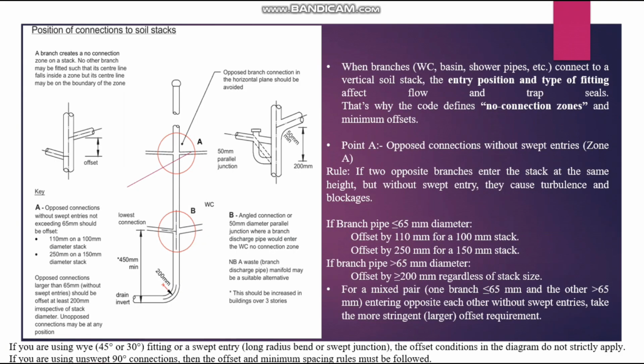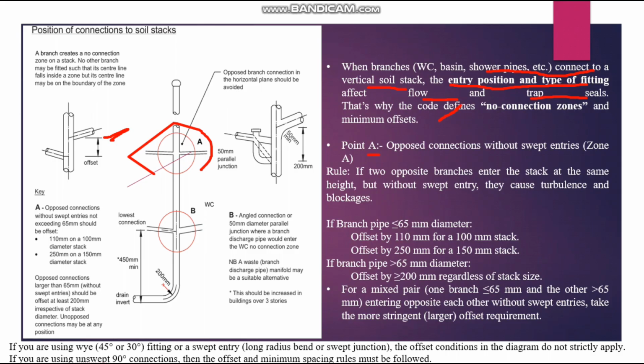We will see now. So in this case we have 2 points, point number A and B. First we will go with point number A. This is point number A, and this is what they are mentioning. So when branches like water closet, wash basin, shower pipe, etc. connect to a vertical soil stack, the entry position and the type of fitting affect the flow and trap seal. This is why the code defines the no connection zone and the maximum and minimum offset.